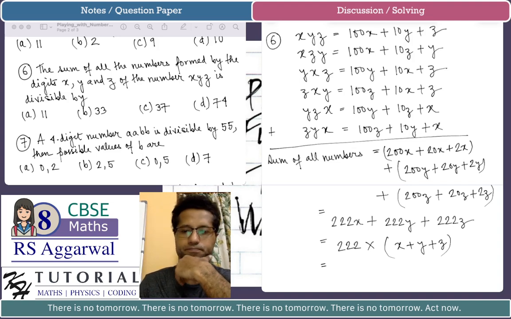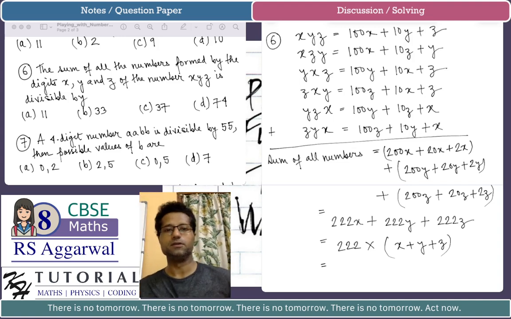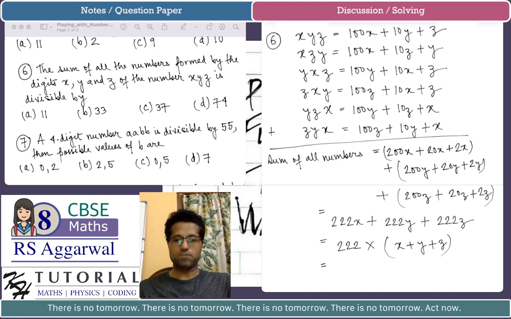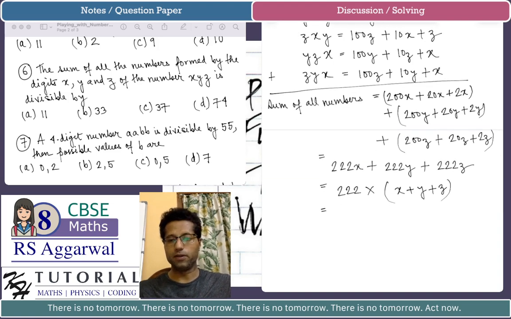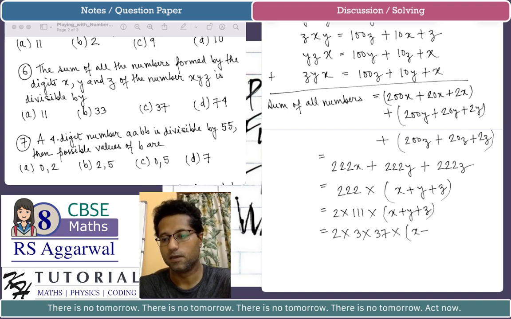Now, the choices are 11, 33, 37, and 74. If we break down 222 into its factors, we have 2 times 111, and we have x plus y plus z. Now 111 can also be broken down as 3 multiplied by 37. So we have 2 multiplied by 3 multiplied by 37 multiplied by x plus y plus z.